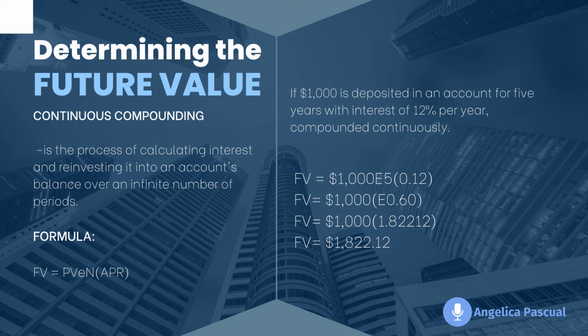Next, to get e raised to 0.60, what is e? It is 2.71828, raised to the power of 0.60. The result is 1.82212.